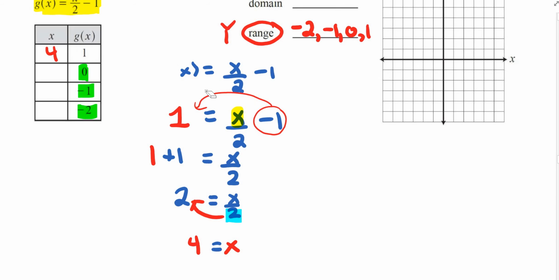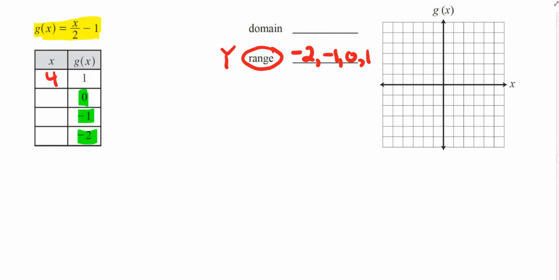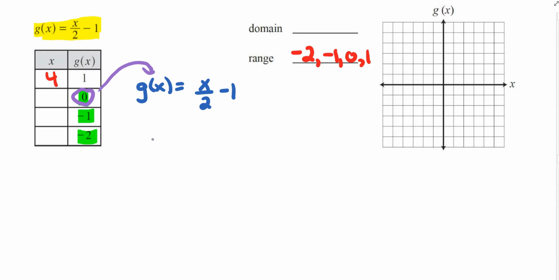I'm running out a little bit of space here, so I'm just going to rewrite g of x over here. So maybe I'll write over here. So g of x equals x over 2 minus 1. Let me erase this. Okay, so our next g of x value is going to be 0. So 0 goes in for g of x. So 0 equals x over 2 minus 1.